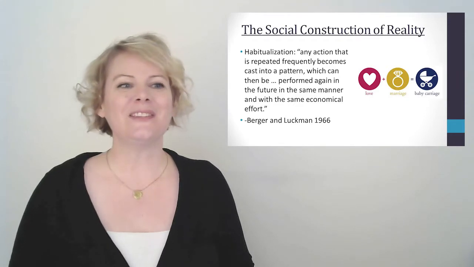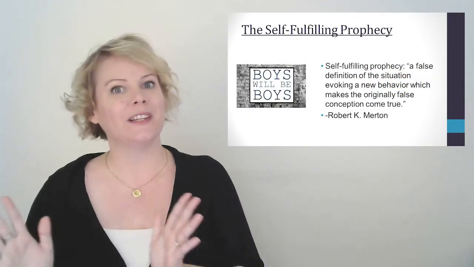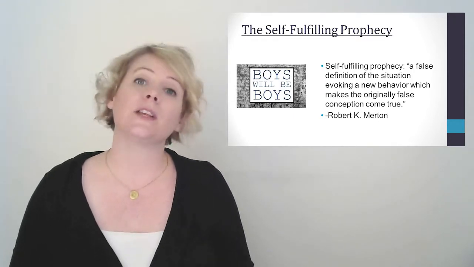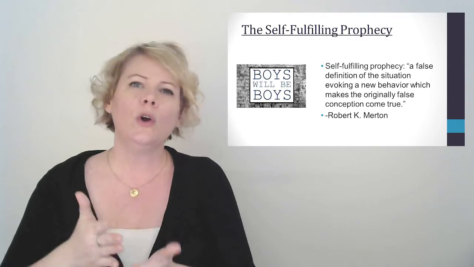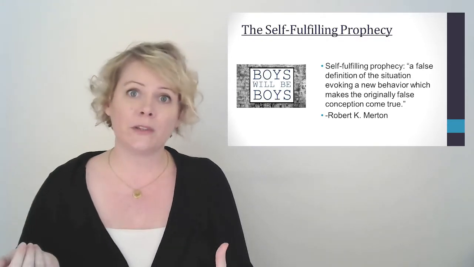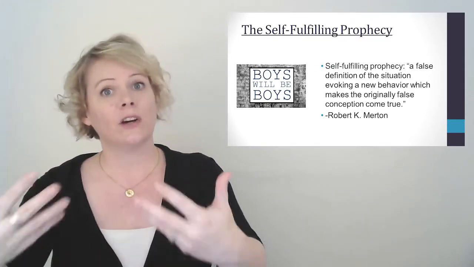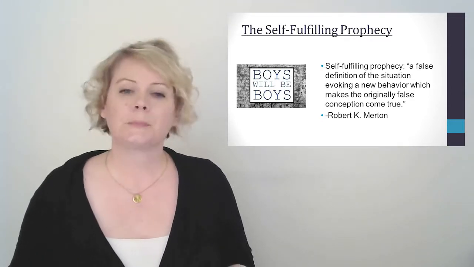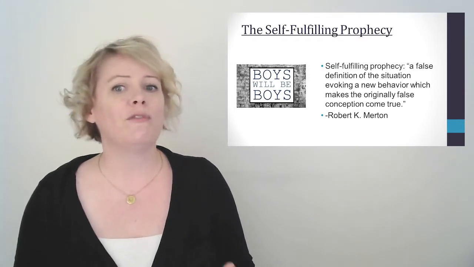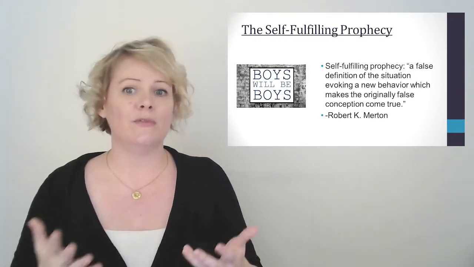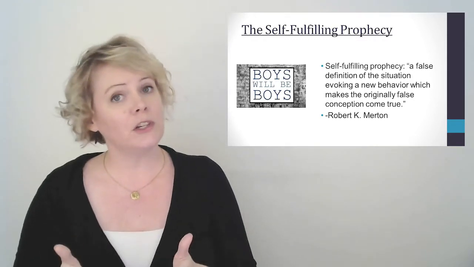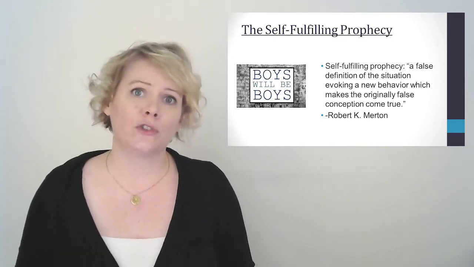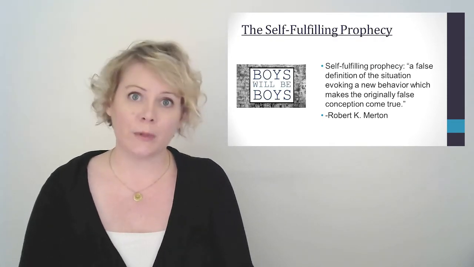Okay, so the next thing is the self-fulfilling prophecy. You've probably heard of this one, but what it means is that sometimes if we decide that something is true, we sort of act like it's true, like the Thomas theorem from earlier, and that creates a recurring reality. This is the way it was defined by Merton. Self-fulfilling prophecy is a false definition of the situation evoking a new behavior which makes the originally false conception true. So sometimes we can say that something is true often enough to sort of allow it to be true.